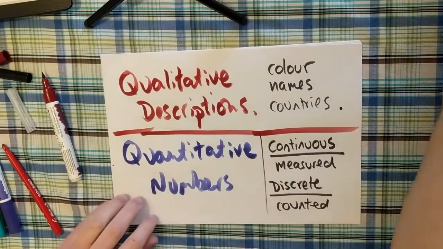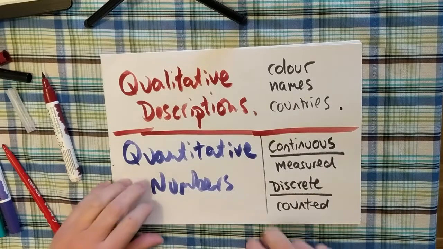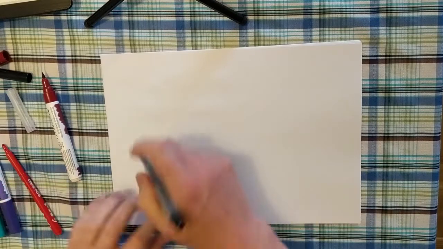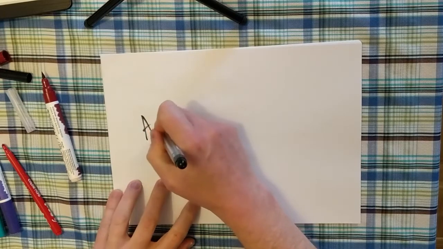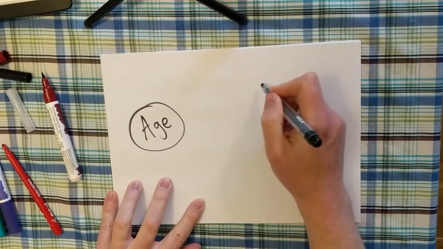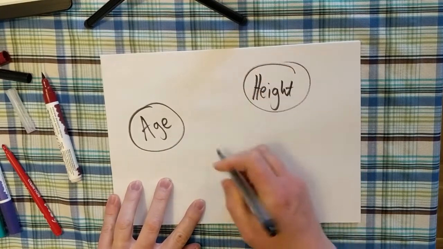Okay, so if we want to go more into this detail about discrete and continuous, it's helpful to have some examples. All right. So I'm going to put down different types of data, and then we're going to talk about which one is counted and which one's measured. Some of them are obvious, some of them are not obvious. So let me just put some data down here. We could have age. We could have height.